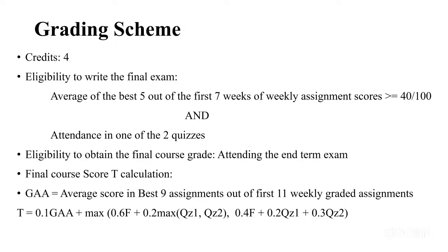Now if we go to the grading system, as usual the grading system is similar. It is a 4 credit system. Eligibility for the written exam is best 5 out of the first 7. Assignments: your score should be greater than 40% and you must attend any one of the quizzes. The calculation is again similar to other courses.